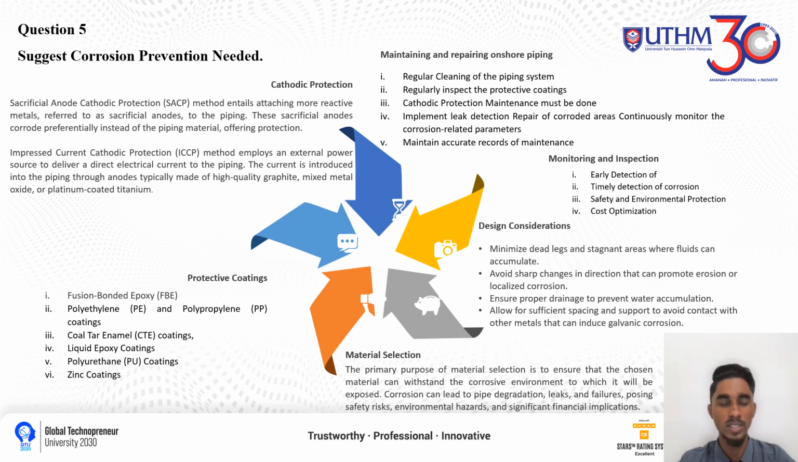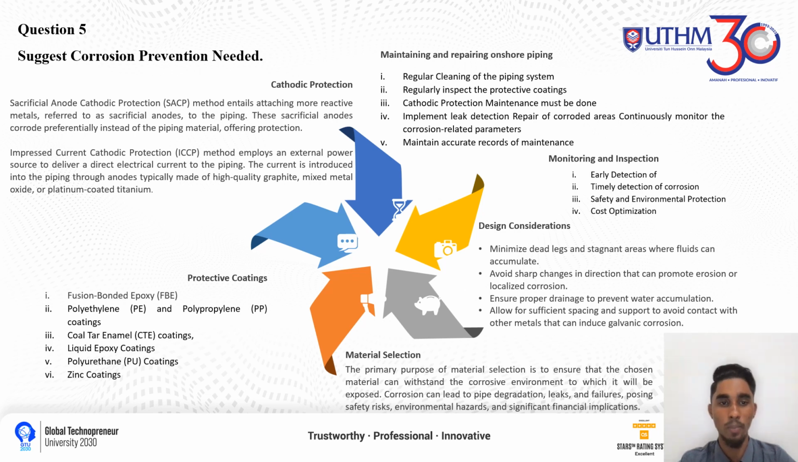So the second suggestion to prevent corrosion on onshore piping is that we can use various protective coatings applied on the surface of the pipes. The first is the fusion bonded epoxy coatings, which are thermosetting epoxy powders that are applied onto a heated pipe surface. Upon curing, the epoxy melts, resulting in a continuous, resilient and corrosion-resistant coating.